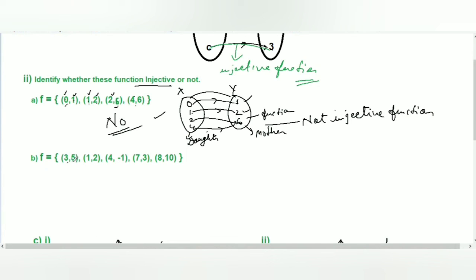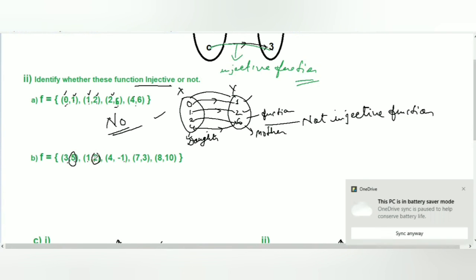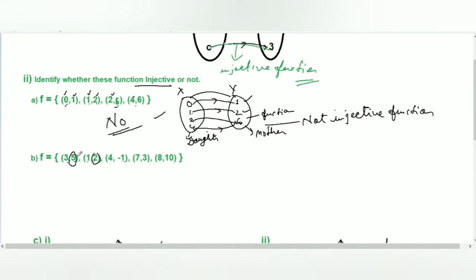Now here: (3, 5), (1, 2), (4, -1). See, to identify an injective function, the second part of the element, the image, no two elements should map to the same element. So if you don't identify from this, try to identify by drawing a Venn diagram.